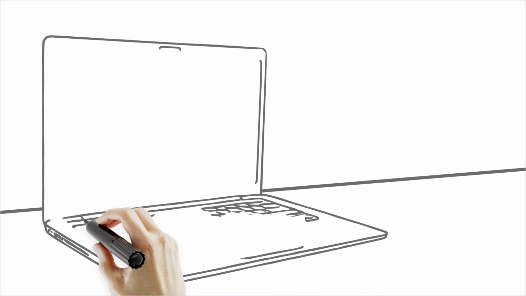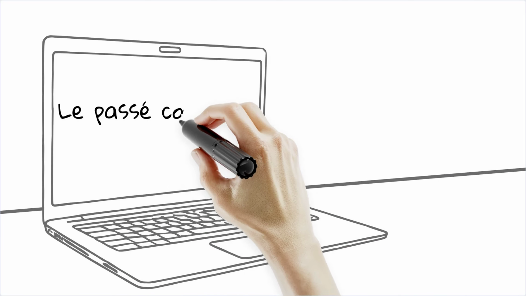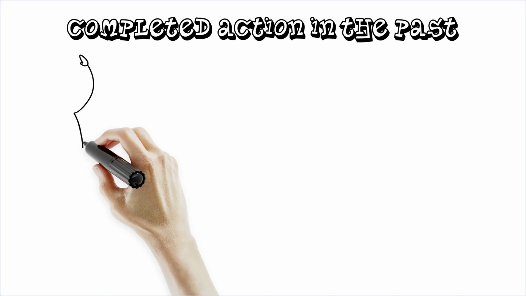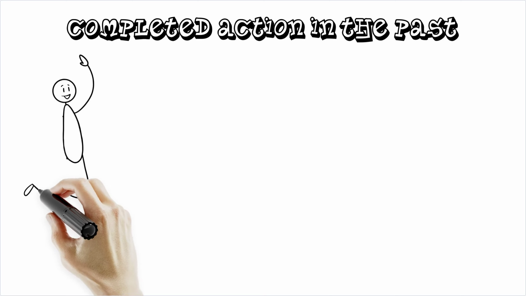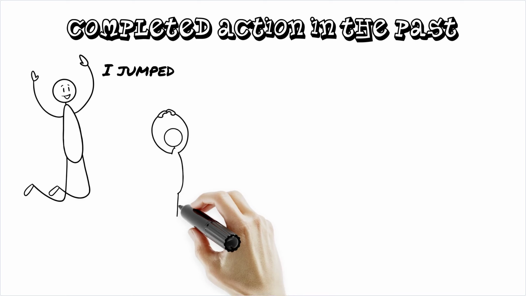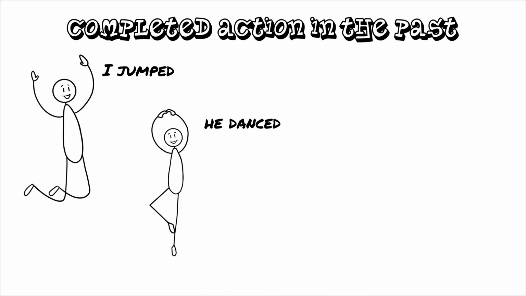This video is going to show you how to form le passé composé, or the perfect tense in French, using the verb avoir as its auxiliary verb. The passé composé, or the perfect tense, is used in French when we want to describe a completed action that happened in the past. In English, this might be something like I jumped, he danced, or you slept.